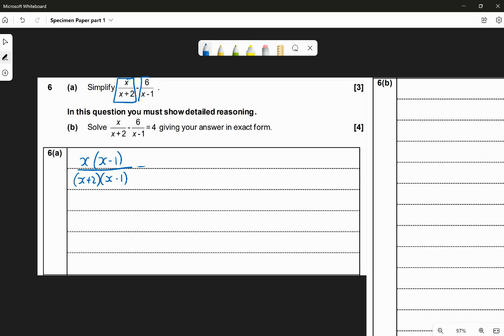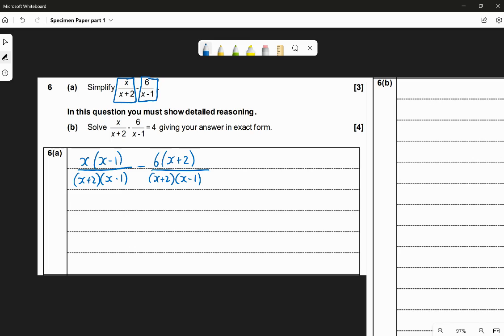With the second fraction, 6 over x minus 1, I'm going to multiply the numerator and the denominator by x plus 2. So 6 lots of x plus 2 over x minus 1 times x plus 2. I'll write it the other way around though, because I want them looking the same on both, even though just reversing them will keep it the same.